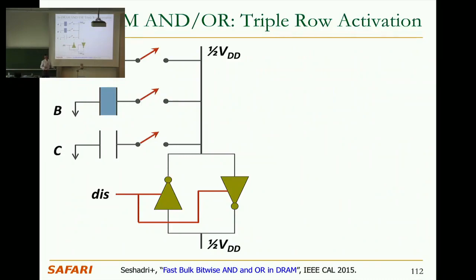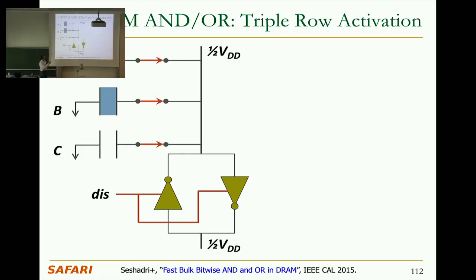But in DRAM, it turned out there is not a lot of work. And this work actually shows that you could do bitwise AND and OR. So assume an ideal circuit over here. These are three rows, A, B, C. These are just one bit line. Of course, the row is 8 kilobytes wide, for example. It's wide. So if you had the primitive to concurrently activate these three rows, which we call triple-row activation, this is what would happen. You would concurrently connect these cells to the bit line.